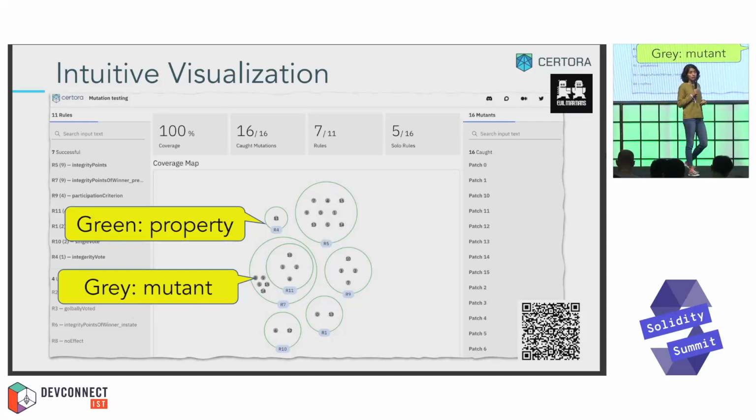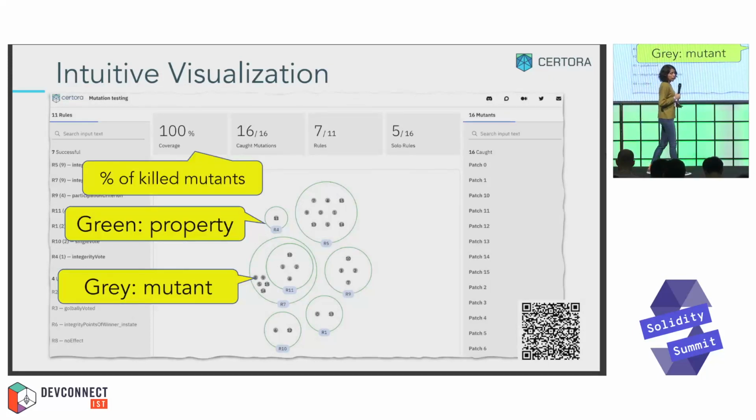If a gray dot is inside a green circle, that means the property represented by the green circle is catching the mutant. So if you have lots of gray dots inside a circle, that means that circle is catching a lot of mutants. We provide a few other pieces of additional information here.